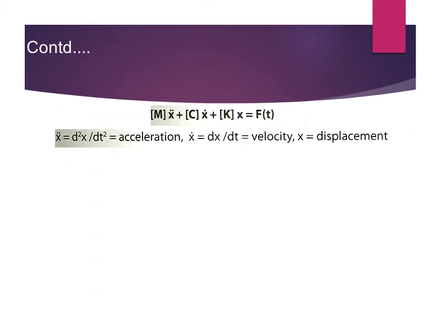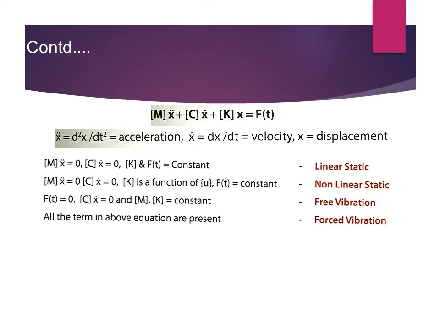Now let us see our first equilibrium equation for the dynamic analysis, that is in matrix form M x double dot plus C x dot plus K x is equal to F of t, that means mass, damping and stiffness, and external force is a function of time. So x double dot is d square x by dt square, it is acceleration, x dot is equal to dx by dt is velocity, and x is the displacement.